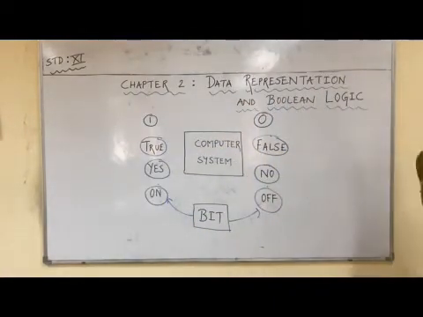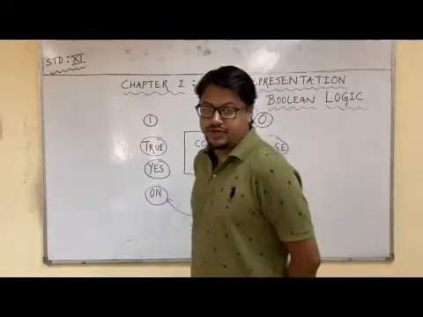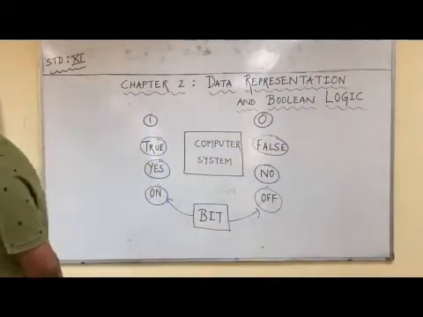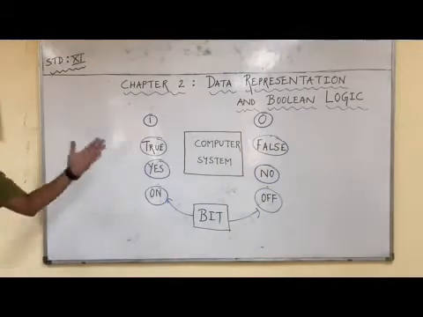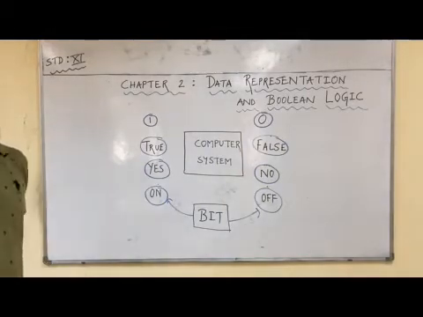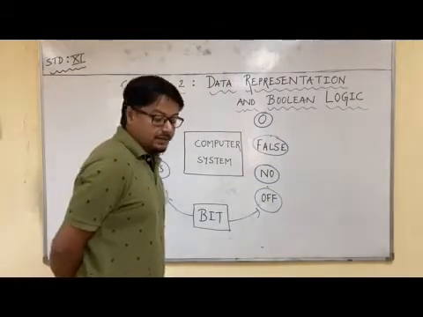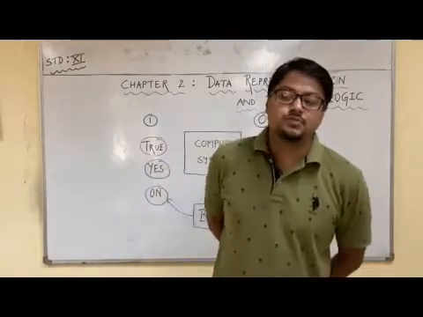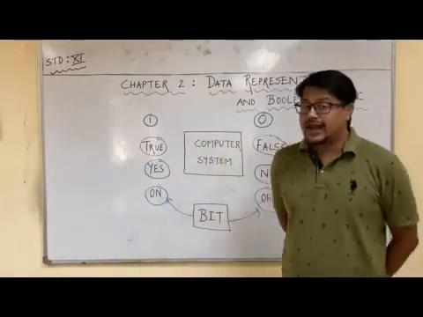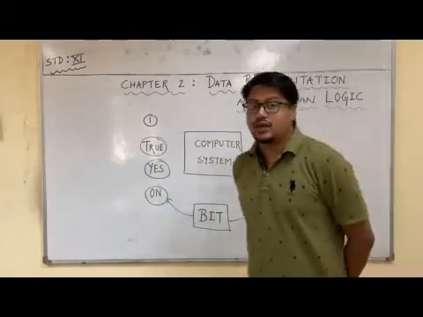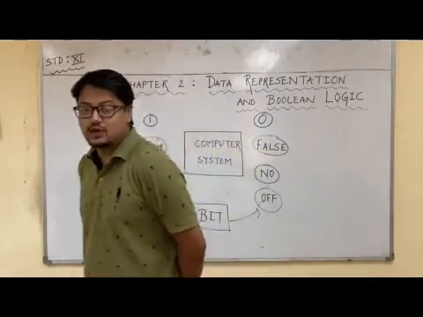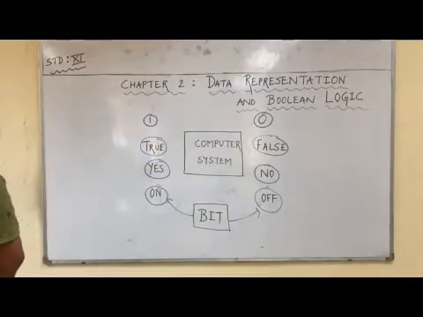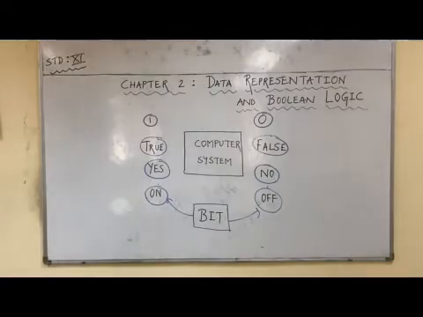We already completed chapter number 1 in the previous video lectures. So chapter number 2 states data representation and Boolean logic. Remember one point I spoke about in chapter number 1, that computer understands only two things, that is 0 and 1, which we commonly refer to as binary language.